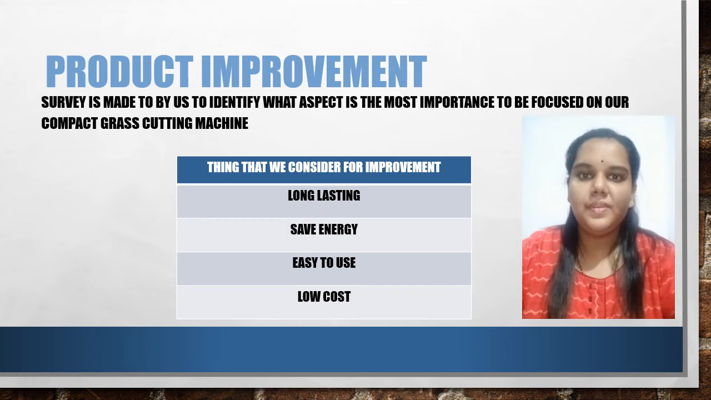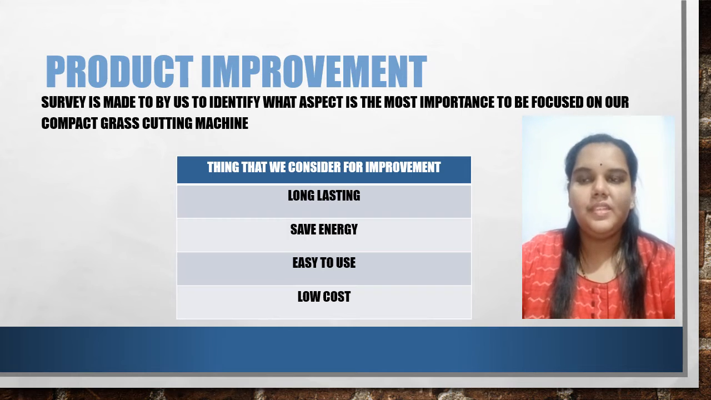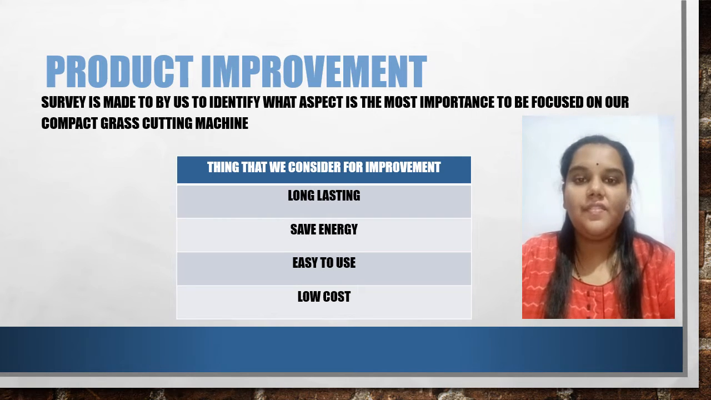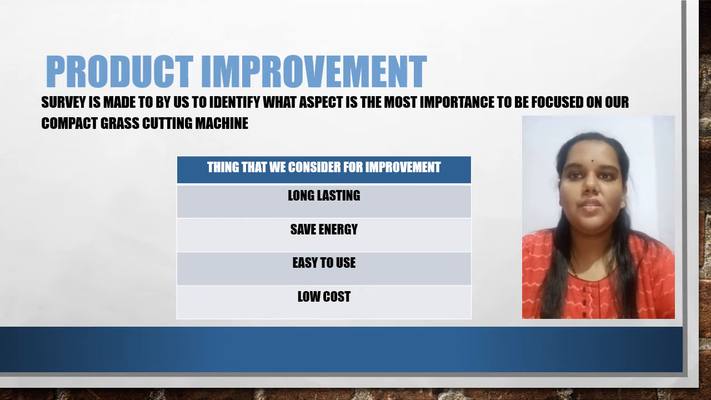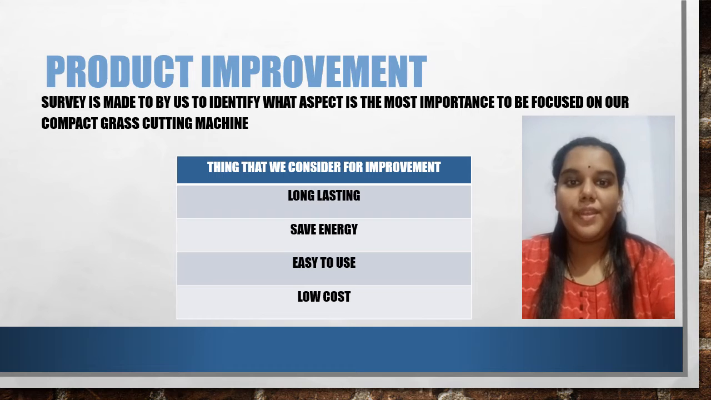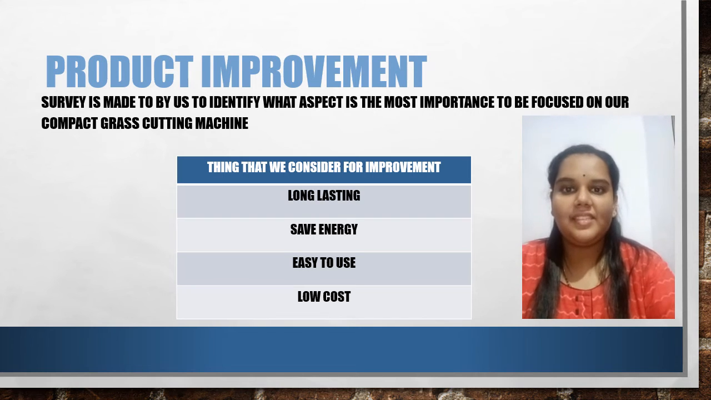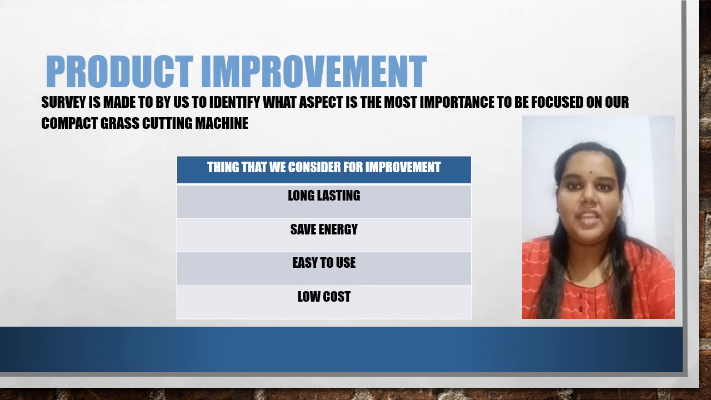Now I want to present about the product improvement. For this, a survey was made by us to identify what aspect is the most important to focus on for our compact grass cutting machine. The things that we consider for improvement are long lasting, save energy, easy to use and low cost.